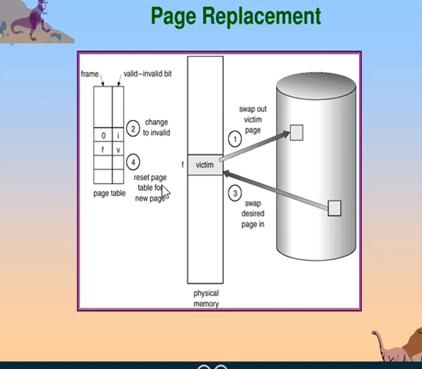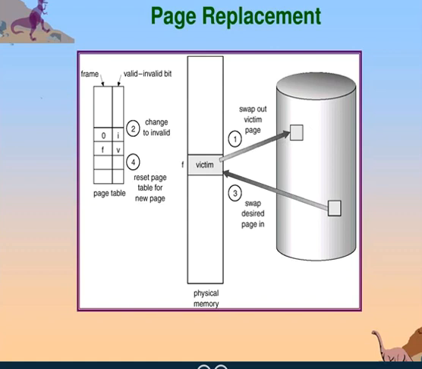Now the fourth one, reset the page table. So after swapping, what? Page in means what? We have to reset the page table for the new page. So write the victim page to the disk, change the page and frame tables accordingly. Read the desired page into the newly free frame. Change the page and frame tables, restart the user process.